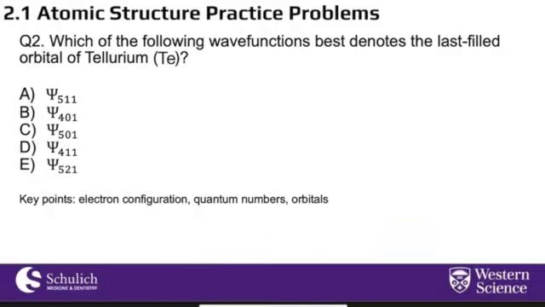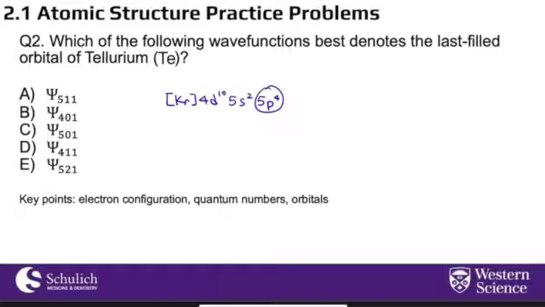Now question 2. Which of the following wave functions best denotes the last filled orbital of tellurium? First, we need to find tellurium on the periodic table, which is in row 5 and group 6. So now we can write out the electron configuration for tellurium, which is krypton, 4d10, 5s2, 5p4. The last filled orbital must be one of the three orbitals of 5p.